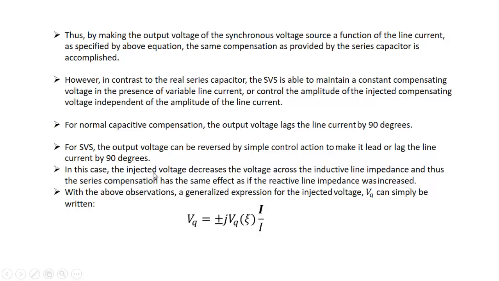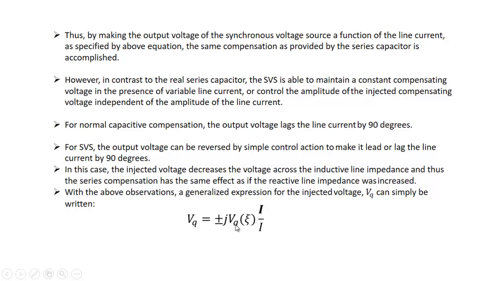So if it is injected in such a way that we are using plus here, it will introduce the effect of inductance. We can say it is as if we are increasing the line impedance. With the above observation, a generalized expression for the line injected voltage VQ can be simplified and written like this: VQ is equal to plus minus j VQ zeta I divided by |I|. I is the phasor, |I| is the magnitude of this, and VQ is the magnitude of the VQ.